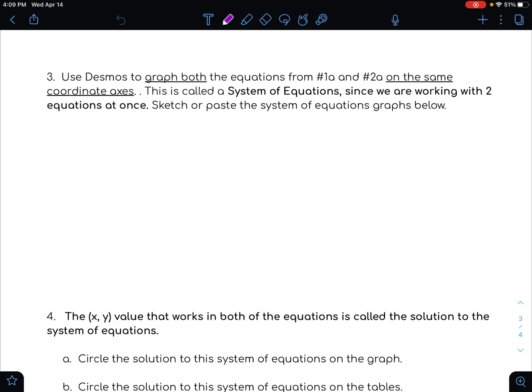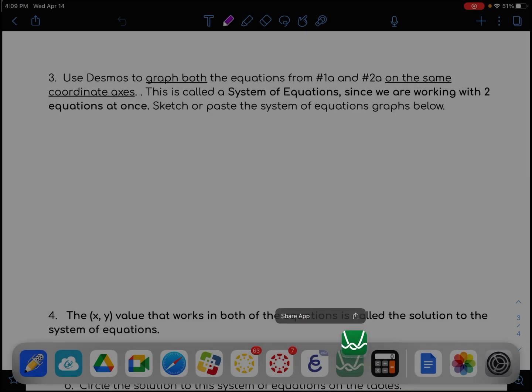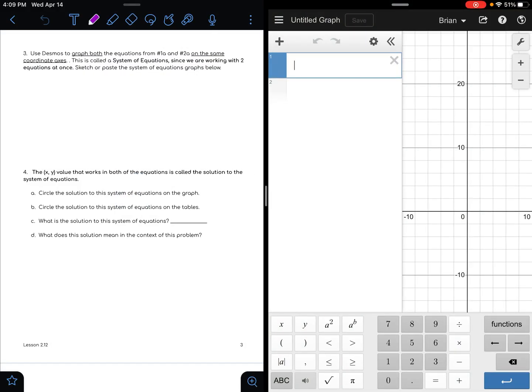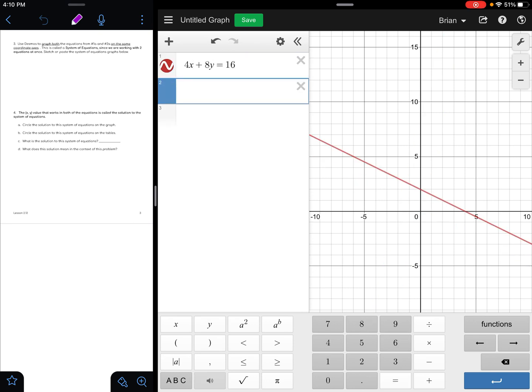So we're going to take both equations, graph them on the same graph, and use Desmos to do that. I recommend going either to desmos.com or bringing out your Desmos app like you see me doing here. And let's type in our equations. Our first equation was 4x plus 8y equals 16. And then our second equation was x plus y equals 3.